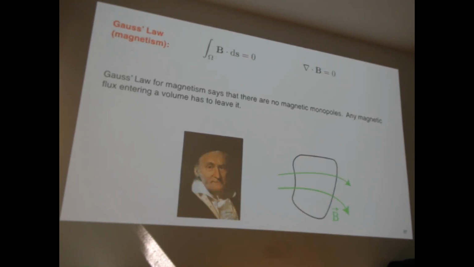Gauss has a law for magnetism as well. He basically says if you integrate the magnetic field over a surface, it gets 0. That's another way of saying what goes in must come out. Or there are no magnetic monopoles. You can't have the magnetic equivalent of the charge. Why is that?